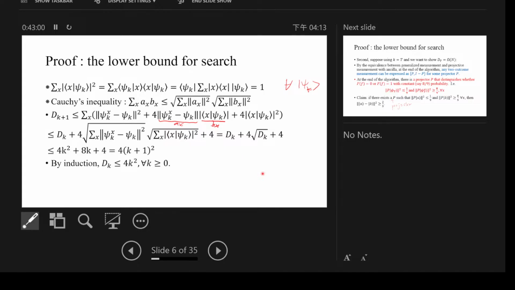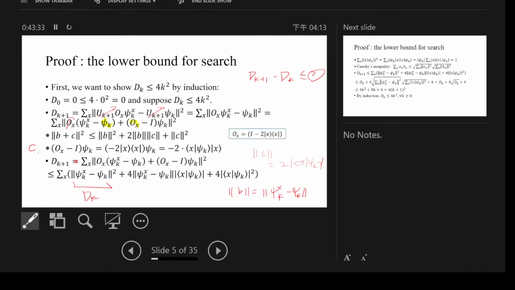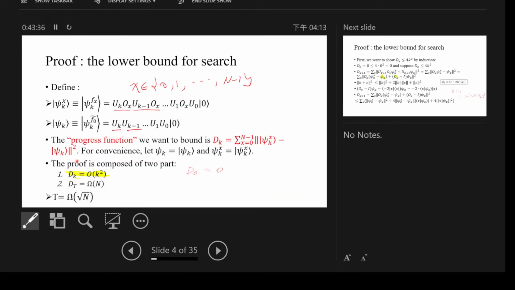And yeah, this is basically how it progresses. So we get d_{k+1} is less than or equal to d_k plus 4 square root d_k plus 4. And from here it's just a bit of math. You see that the change in d_k is basically the square root of d_k, and this will give you that d_k grows quadratically. We have an easy wrap-up proof here.